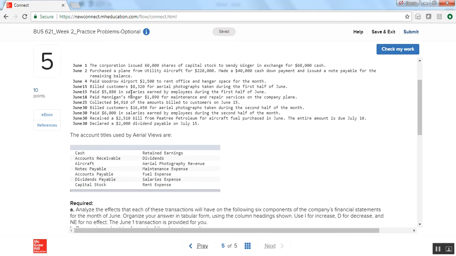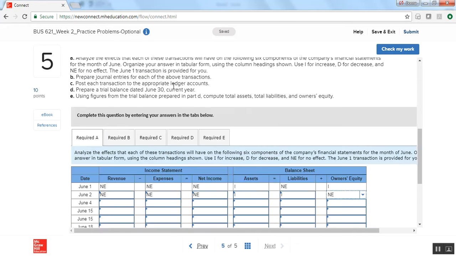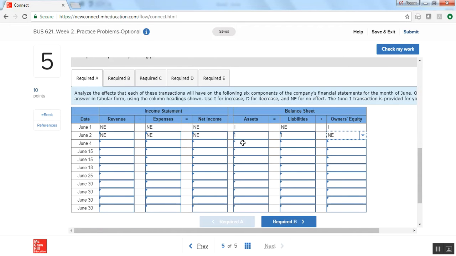June 4th, paid Woodrow Airport $2,500 to rent office and hangar space for the first month. So the 2 accounts that are impacted are cash, which went down $2,500, and this was for rent. So our rent expense actually went up. There's going to be an increase there. So let's look at here. Our cash went down for $2,500, so it's a decrease. And our expenses went up.